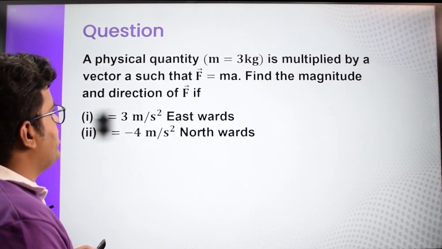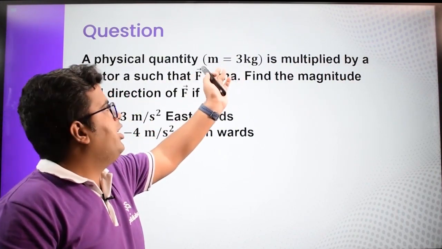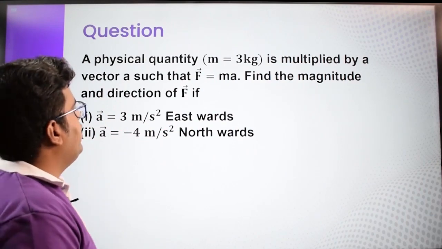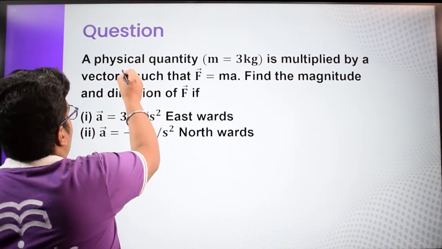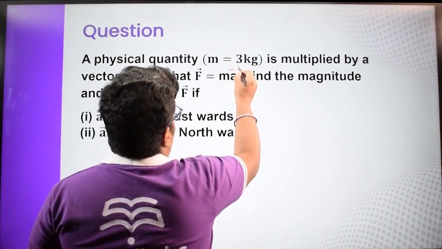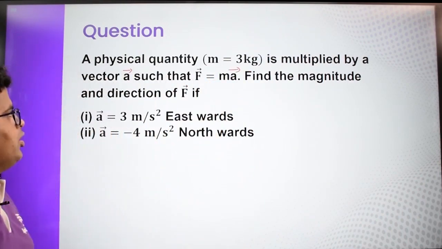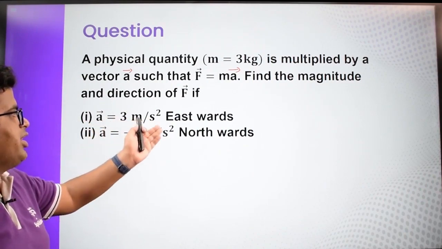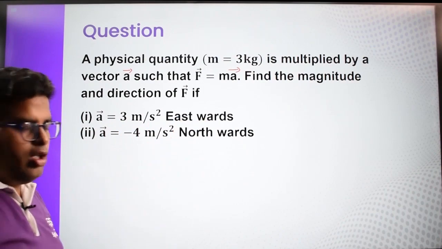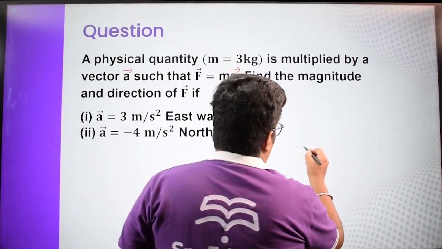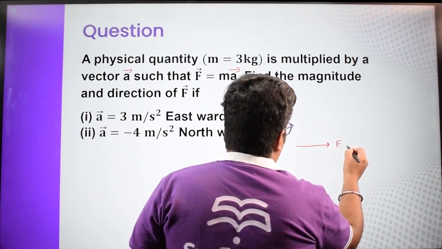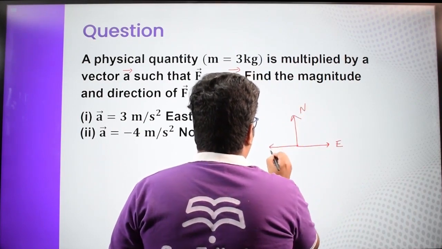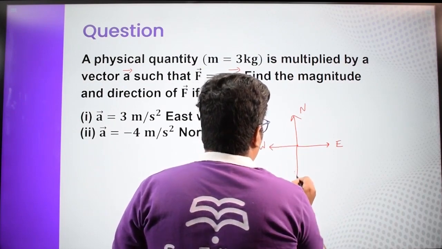Now what does the question say? Suppose there is a physical quantity, let's say a mass of 3 kg, which is multiplied by a vector a such that force is equal to mass into acceleration. So we have force equals mass into acceleration, and we have to find the magnitude and the direction of F. If acceleration is 3 meters per second square towards east, now you must be knowing that this is going to be your east, this one will be your north, this is going to be your west, and this one will be your south.